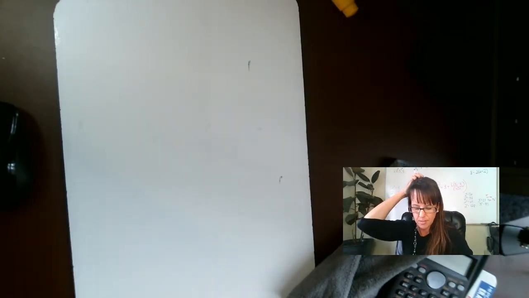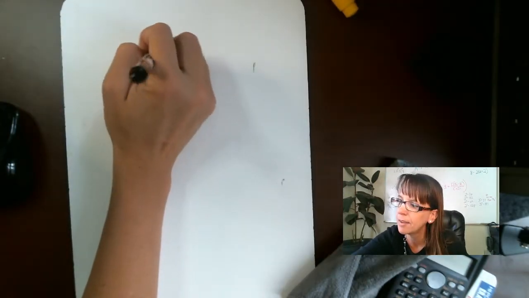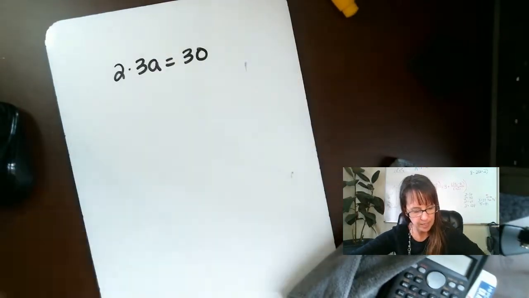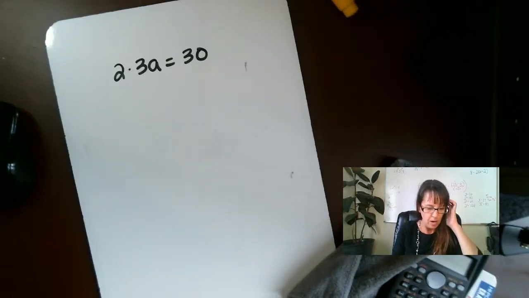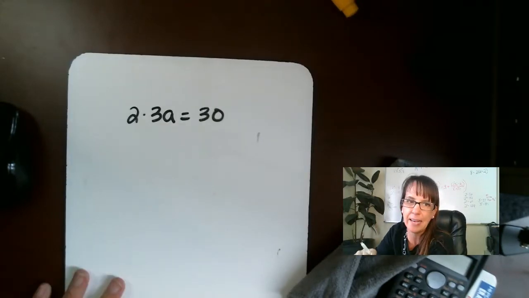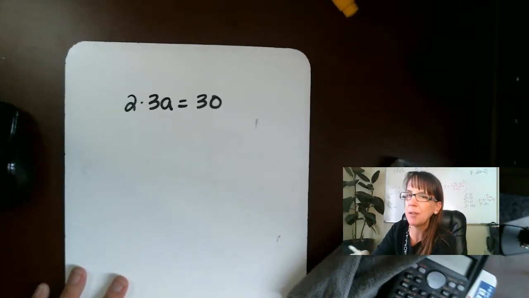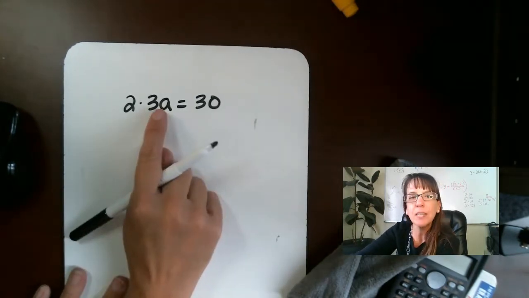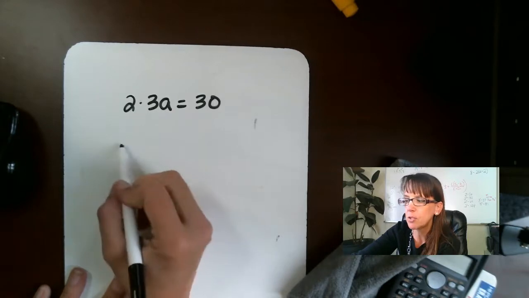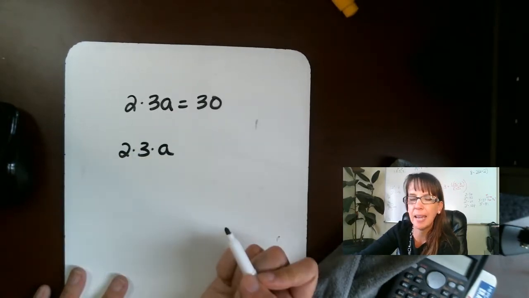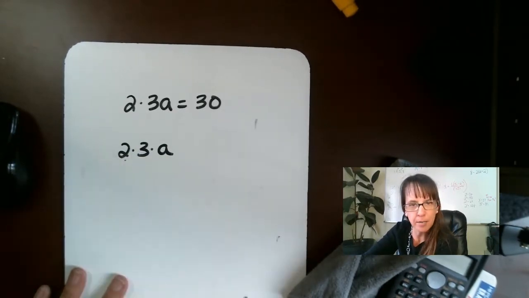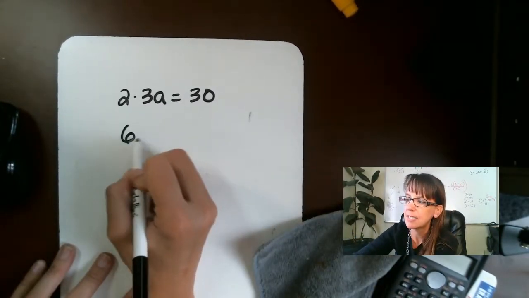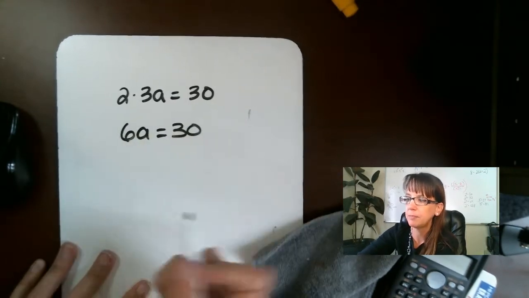All right, so, 4C. 2 times 3A equals 30. Okay, so in this case, we have a couple of options, but I think the easiest one is this: remember I said that the operation right here is multiplication? So what we're really saying is 2 times 3 times A, okay? 2 times 3. What's 2 times 3? 6, right? So really this problem is 6 times A equals 30, okay?